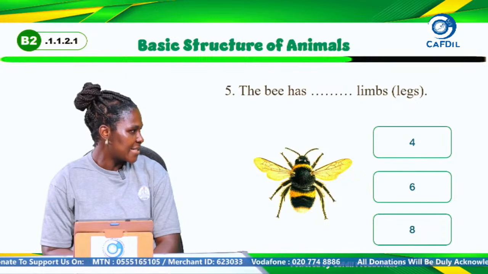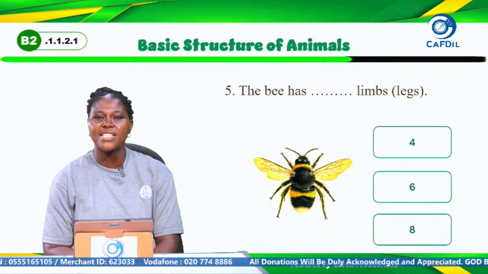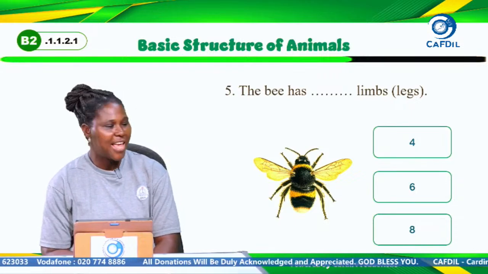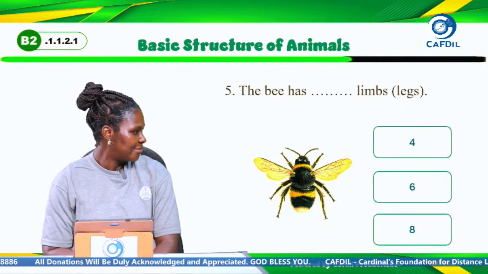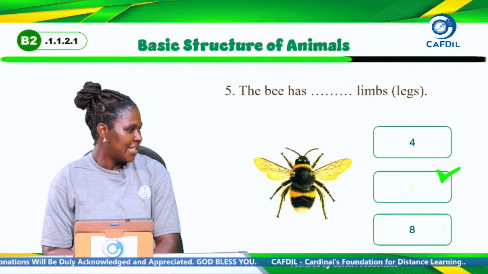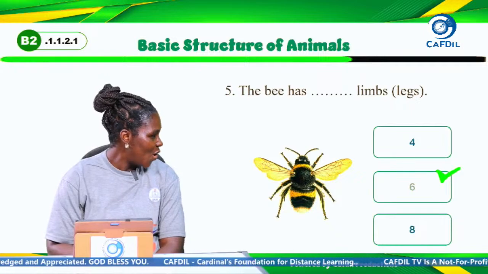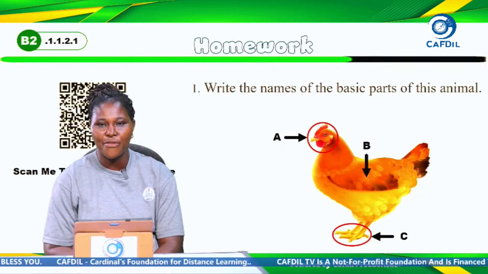The last question. The bee has dash limbs or legs. 4, 6, or 8? The last one. Yes, it has got 6. And we can even see on our screen. Good. You have done very, very well.